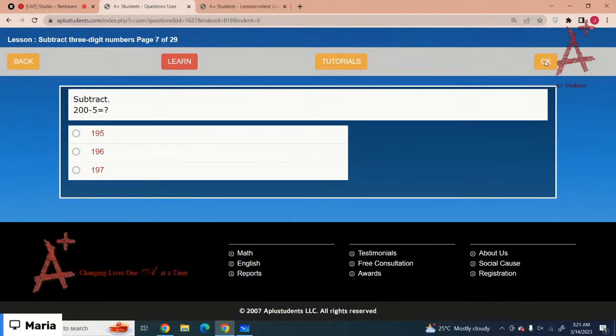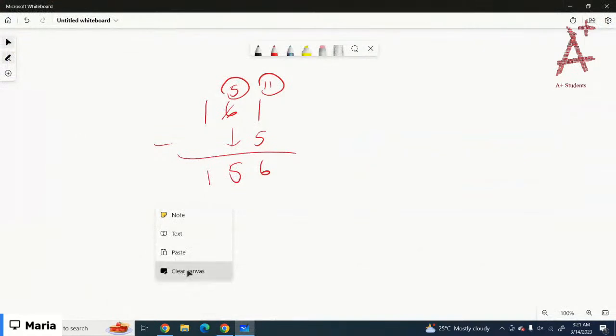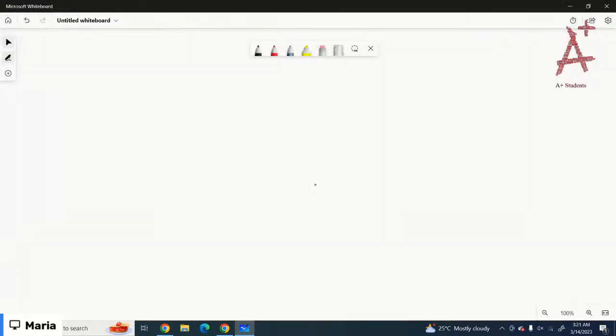Okay, the next one is 200 minus 5. So let's just subtract. You have to do 0 minus 5, but we can't. So you need to borrow 1 from the next digit, but the next one is also 0. You cannot borrow from 0. So you have to borrow from the 100 digit. When you borrow from here, you're left with 1 here, and the one you borrowed makes it 10.